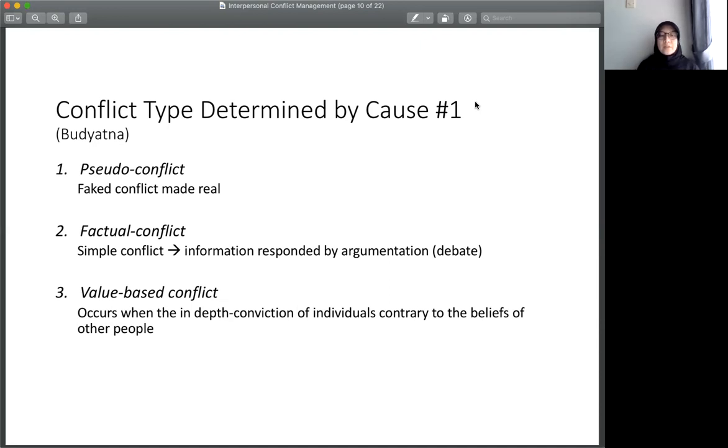The third one is value-based conflict. Value-based conflict is a very fundamental conflict. One of the examples is religious belief conflict. Yeah, as Muslims, we have several contradictions in society.